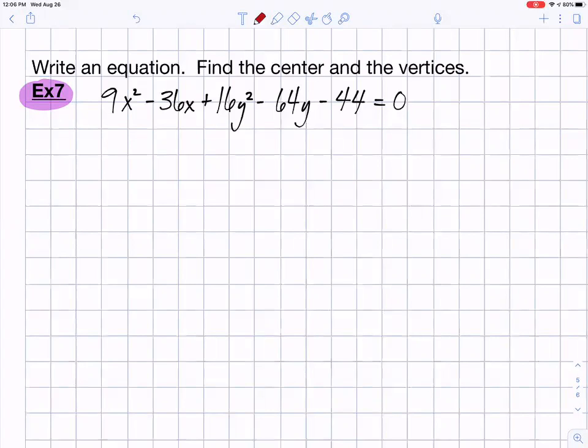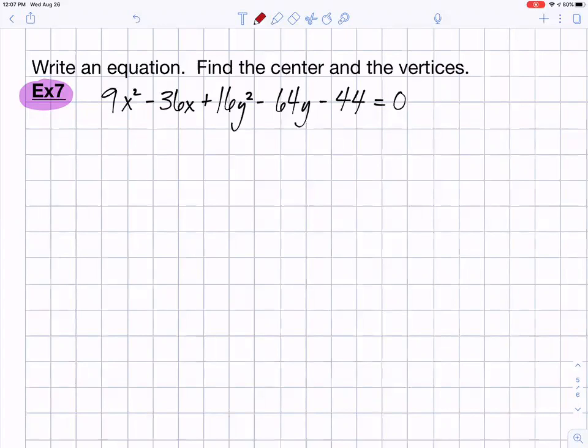One more time. Get rid of your A. I have 2 different A's. What's the A for the X's? And by the way, don't get confused about the A being the A in the ellipse formula compared to the A being AX squared plus BX plus C. So 2 different A's that I'm talking about. What's the A for the X's? 9. What's the A for the Y's? 16. So I need to take out both of those A's.